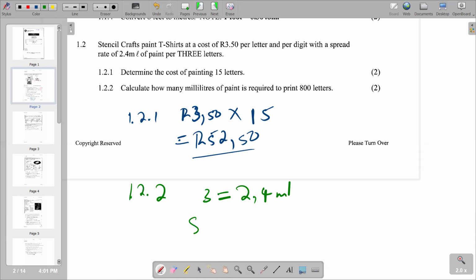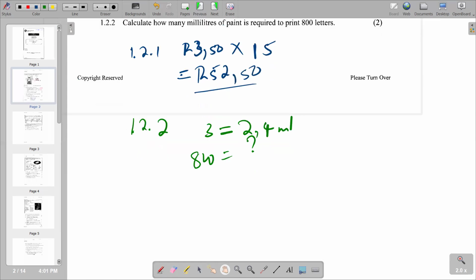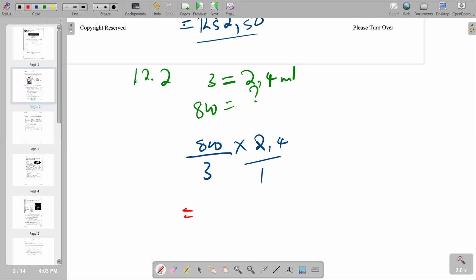So what about 800? Obviously it's a question mark. What we don't have is 800, so it becomes the numerator, and what we have is 3, it becomes the denominator. We multiply by the given figure, which is 2.4. So 800 divided by 3, and then multiply by 2.4. You are going to get your answer, which is 640 milliliters. So this becomes your answer.